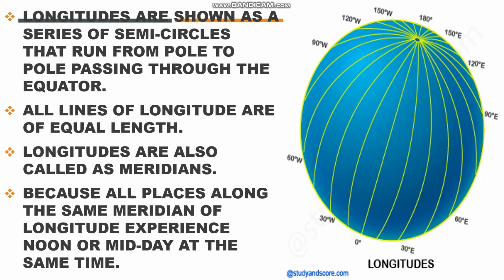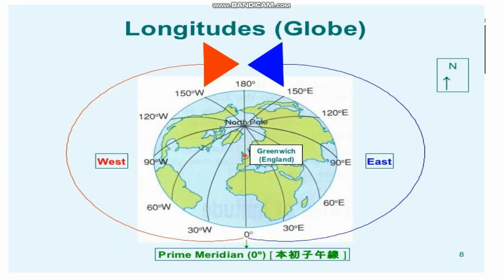The longitudes are shown as a series of semicircles that run from pole to pole, that is from the North Pole to the South Pole, passing through the equator. All lines of longitude are of equal length. Longitudes are also called meridians. Already we have discussed, because all places along the same meridian of longitude experience noon or midday at the same time, we are calling it meridians.